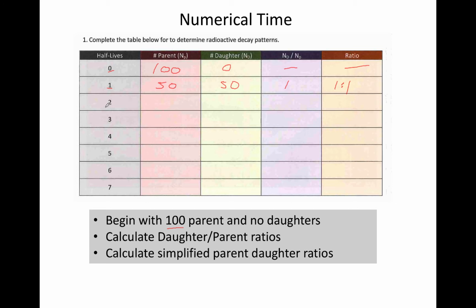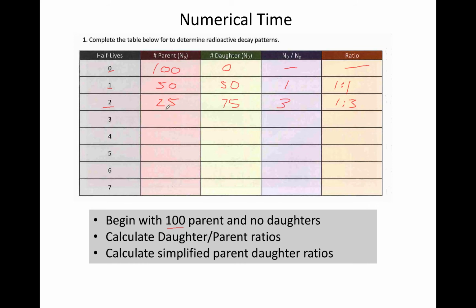Let's cut this 50 in half. We're going to go to the next half-life, the second half-life. Now we're at 25 parents. We are going to add the 25 here. Over here, we're now at 75 daughters. We're going to be at a daughter-parent ratio that is going to be 3. So the ratio over here is now going to be 1. 25 into 25 is 1, and 25 into 75 is 3. It's going to be 1 to 3.